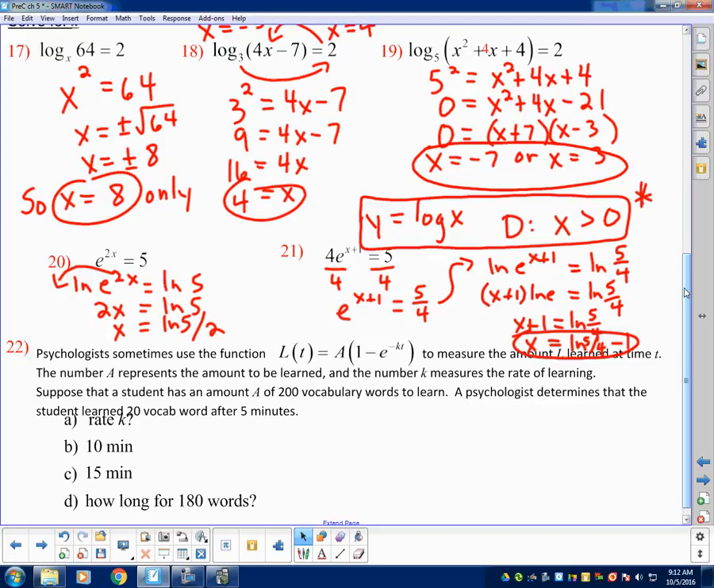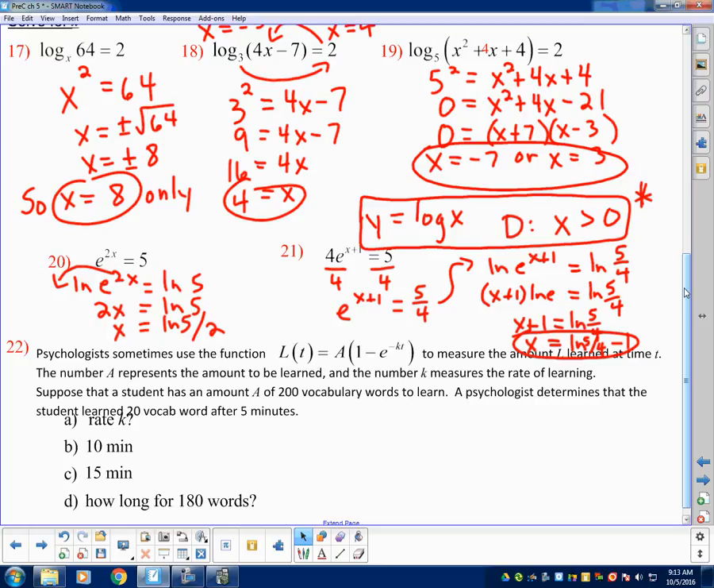Right, so psychologists sometimes use the function L of t equals a times 1 minus e to the negative kt to measure the amount L learned at time t. The number a represents the amount to be learned, and the number k measures the rate of learning. Suppose that a student has an amount a of 200 vocabulary words to learn. The psychologist determines that the student learns 20 vocab words after 5 minutes. Determine the rate of learning k.